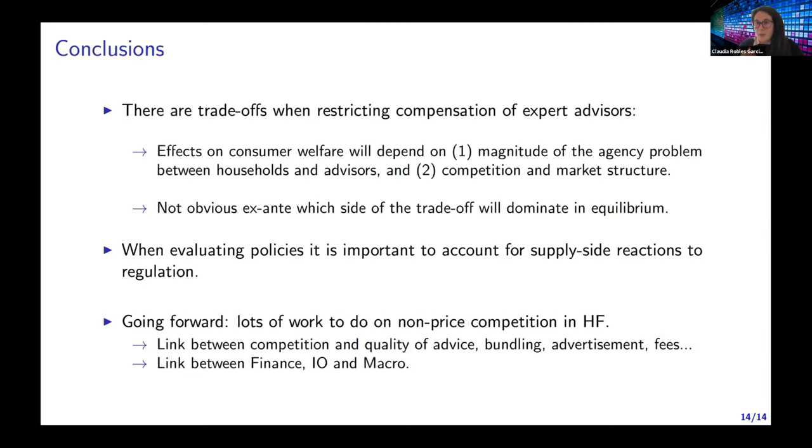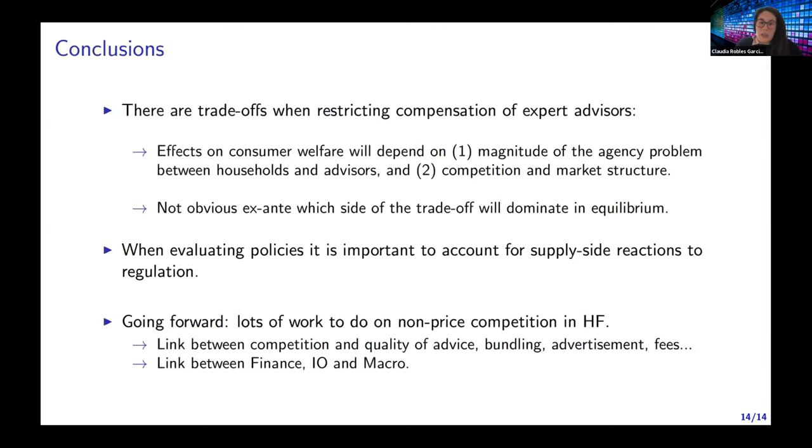A lot of the time when you read these policy reports, they are focusing on this agency problem, which is great because it could be a real problem in many markets. However, they forget about the fact that supply will always react to regulation. It's not only demand that is going to be affected, but also competition is going to change, and prices may change, and this can lead to really unintended consequences in terms of both competition and efficiency, which can actually backfire, as is the case in the UK.